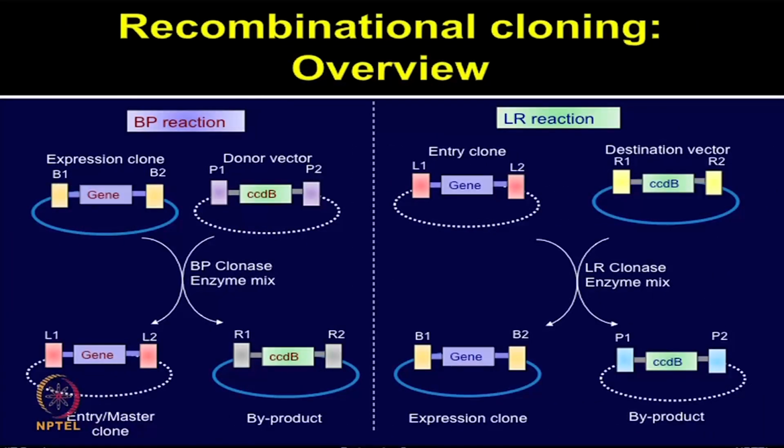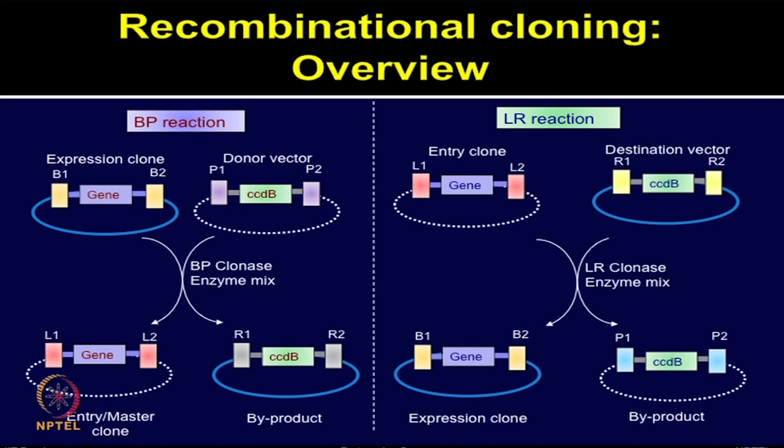So, broadly there are two steps involved in recombinational cloning: BP reaction and LR reaction. The recombinational technology facilitates protein expression and cloning of PCR products by using site-specific recombination enzymes rather than restriction endonucleases and ligases, which are commonly used in conventional cloning.